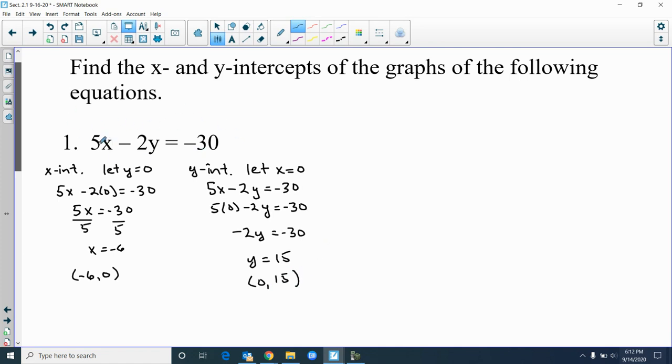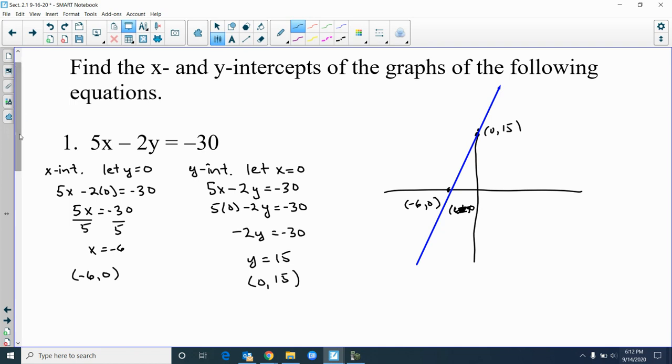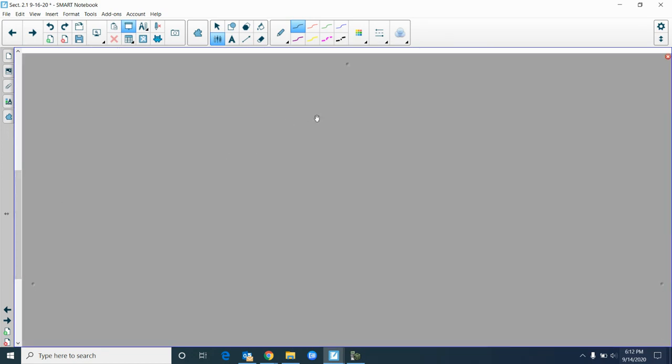Well, if you remember, this is 5x minus 2y. You've got no squares, no exponents. This is a linear equation. This is a linear graph. And for this, the x and y intercepts are 0, 15 and negative 6, 0. That essentially gives us enough to give us a pretty good idea what that graph's going to look like. When we sketch it, that's negative 6, 0. So those are important points. They give us a good idea what's happening with that linear graph.